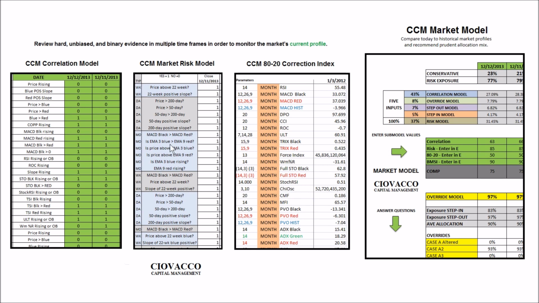The submodels allow us to get a handle on the market's current profile, and the master CCM market model then looks at the current profile, compares it to past profiles, and recommends a prudent allocation between risk assets such as stocks and conservative assets such as bonds. Conservative assets can consist of cash, bonds, currencies, or any number of investment options.